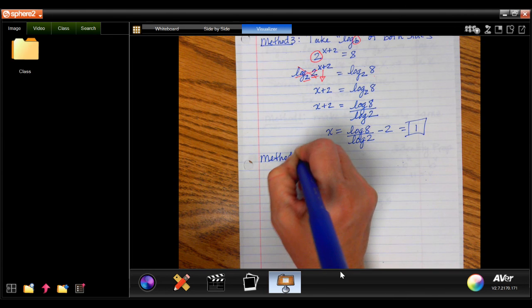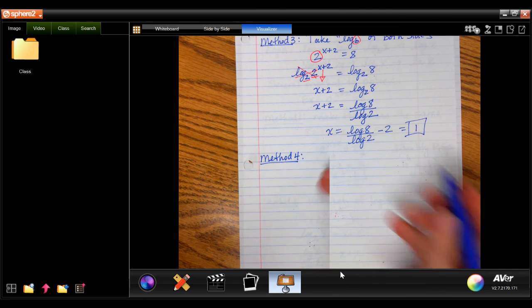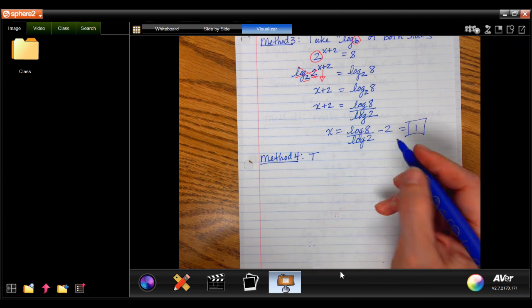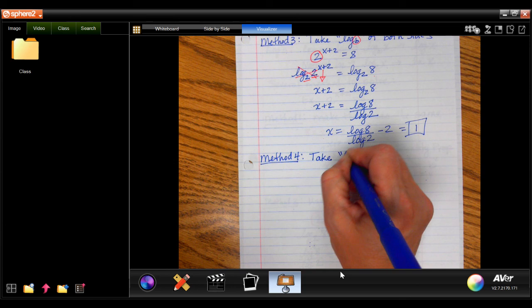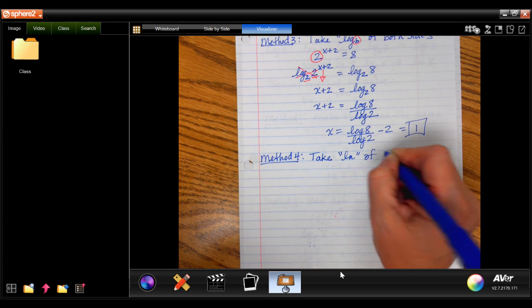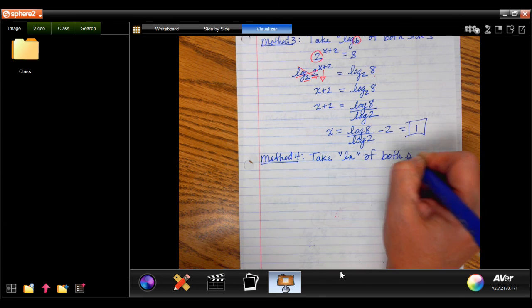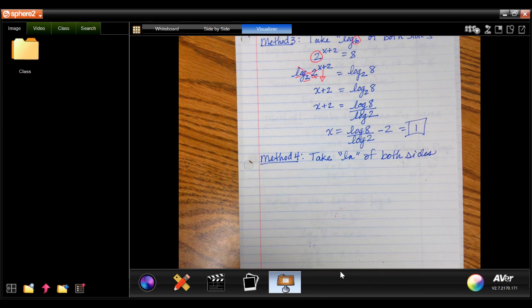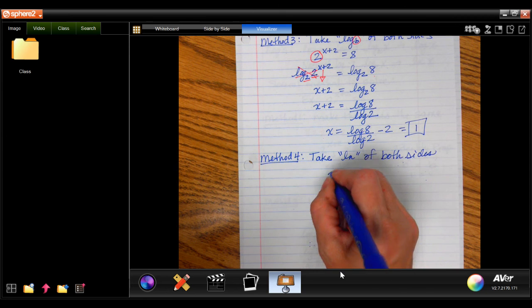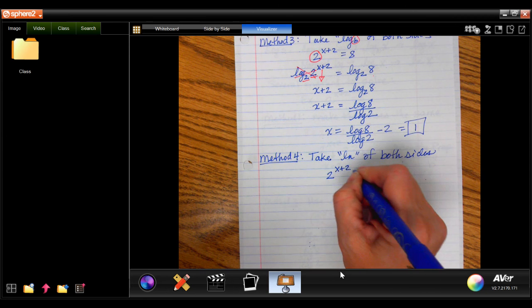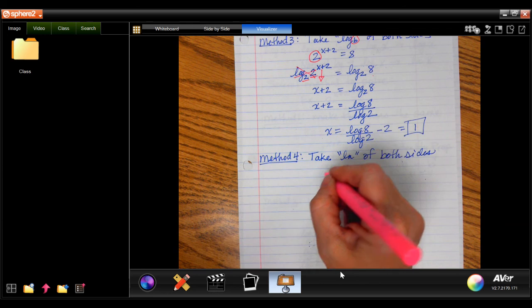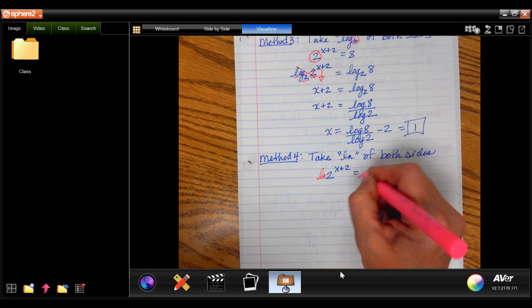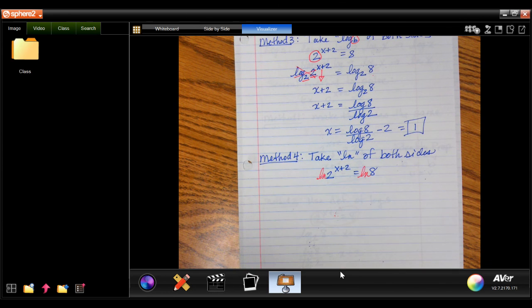Then the last option, and again, these are just options based on your problem, is method 4. And instead of taking the common log, I can take the natural log, the ln of both sides. So how do I do that? Well, let's do it. So we have 2^(x+2) equals 8. That's my example. And then I say, oh, I'm going to take the natural log. Remember, natural log is log base e.